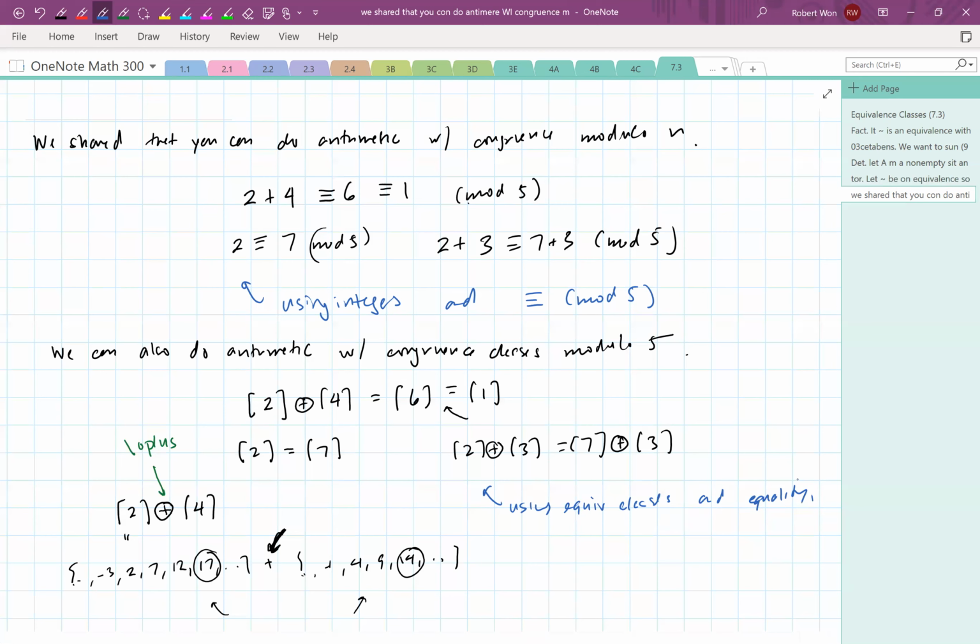There are only 5 equivalence classes. There are infinitely many integers. There are only 5 equivalence classes. And you can define an operation of addition on the equivalence classes. And you can do arithmetic with the equivalence classes. But now you actually get equality. The equivalence class of 6 is actually equal to the equivalence class of 1. Whereas 6 and 1 are not equal. They're just congruent modulo 5.